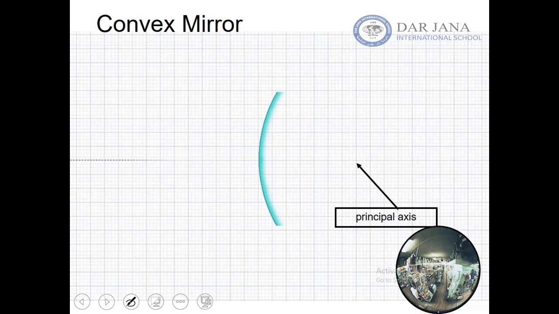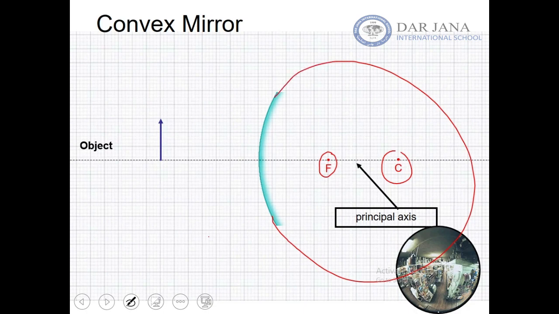Now the convex mirror, which has only one case. We're going to see a very important thing here. Point F is inside the mirror. Point F is inside the mirror, also point C. The convex mirror is also a spherical mirror. If you complete this convex mirror, you will get a sphere with a center C.